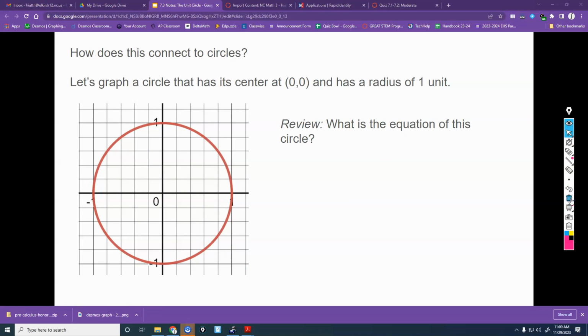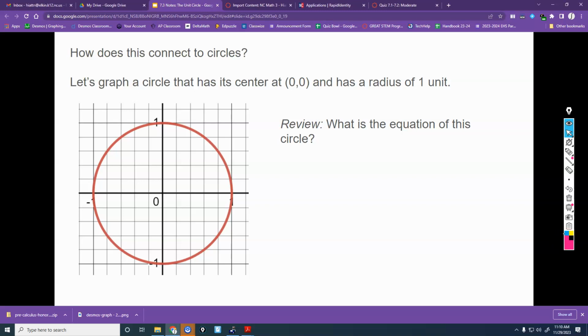Okay. Now we have to go over the stuff that we were just doing. Guys, quiet. All right. So the stuff that we were just doing, we need to review so that we can now take what we know about triangles and connect it to the unit circle. Okay. So we have here a circle graph that has its center at 0, 0 and has a radius of 1.